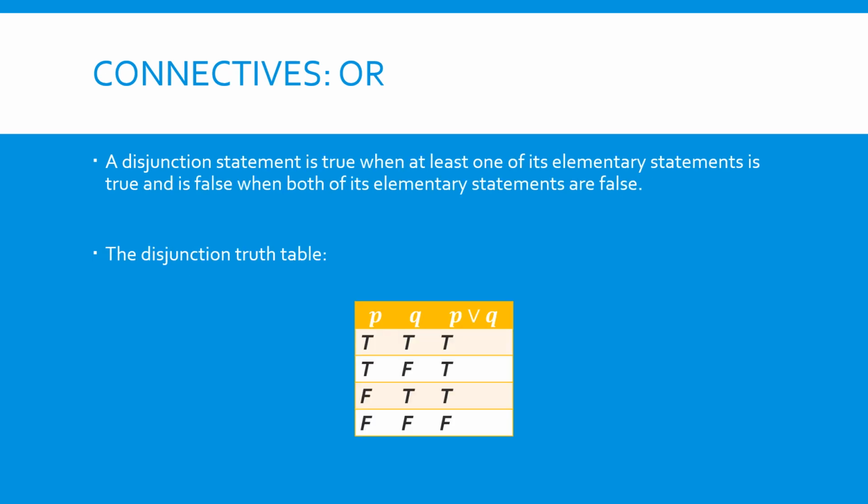A disjunction statement is true when at least one of its elementary statements is true, and is false when both of the elementary statements are false. The corresponding truth table is shown here.